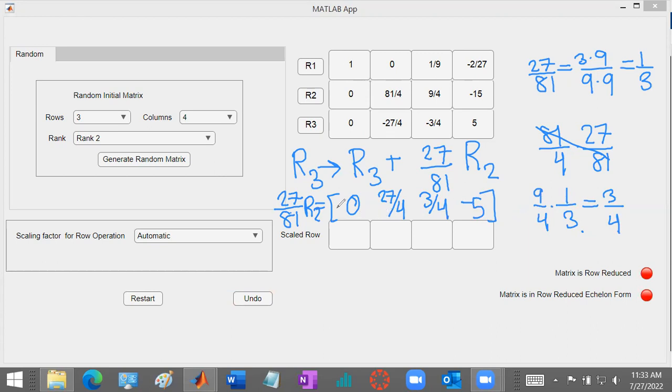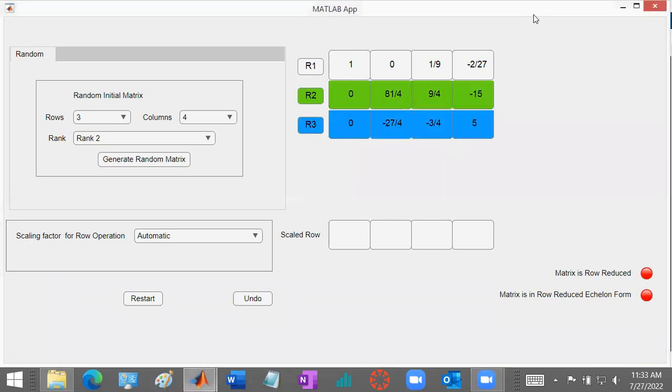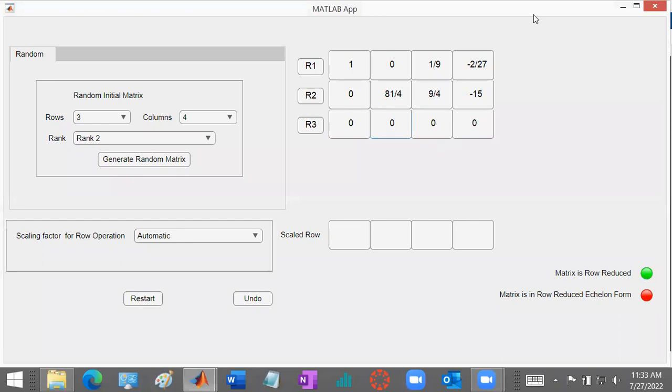So what happens? When you add this to this, you get 0. You add this to this, you get 0. You add this to this, you get 0. You add this to this, you get 0. So this new row should be all zeros. So let's look at the drawing. That's what we would do if we did this operation here. So now we have all zeros here.